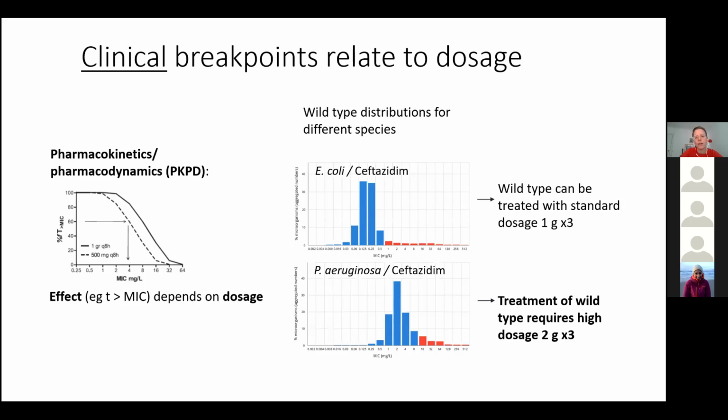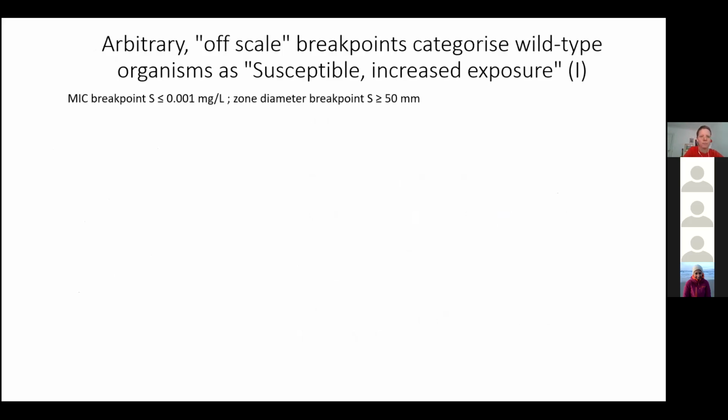And that leads to the fact that an E. coli wild type can be treated with the standard dosage of ceftazidime, 1 gram 3 times a day, whereas Pseudomonas aeruginosa wild type isolates, an isolate of Pseudomonas aeruginosa without acquired resistance, will have to be treated with the high dosage of ceftazidime, which is 2 grams 3 times a day. So a Pseudomonas isolate which isn't within the wild type should be reported as I, susceptible increased exposure.